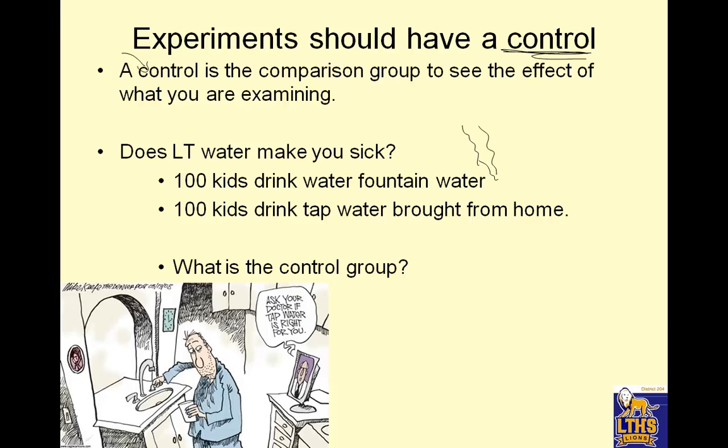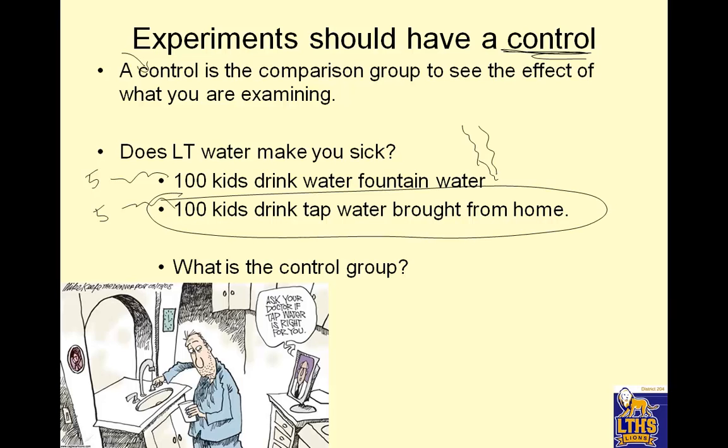Blood. Okay. 100 kids drink water fountain water. 100 kids drink tap water brought from home. What's the control group? Now, is it possible that some kids here would get sick and some kids here would get sick? Yeah. So what would happen if 5 kids got sick drinking LT's water and 5 kids got sick drinking the tap water? That doesn't support it. Okay. The control group would be the tap water group.